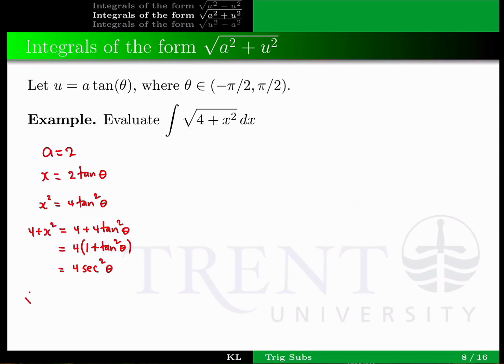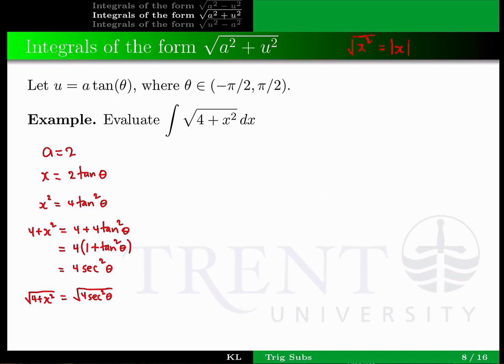If we take the square root of 4 plus x squared, this will be equal to the square root of 4 secant squared theta. Secant squared theta has a variable. So if you have the square root of a variable squared, by definition, you have to take the absolute value. In here, if you have x squared and you take the square root of this, it should be equal to the absolute value of x because we don't know whether x is positive or negative.